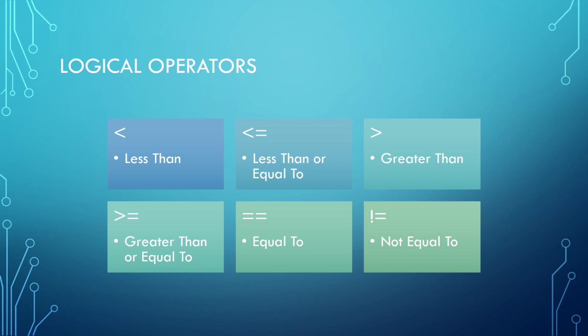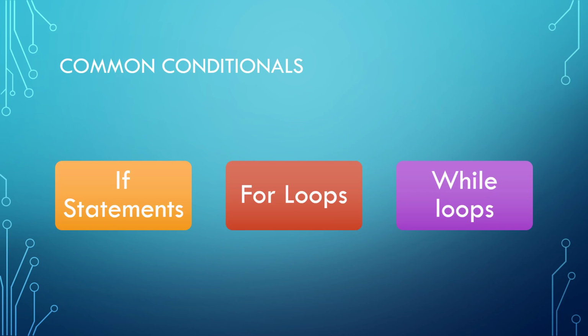Those logical operations are mainly used in the common conditionals that you would see across programming languages, such as if statements. If a conditional value is true, so A greater than B, you will run a certain part of your code. For loops will run a set of code multiple times until the condition is expired.